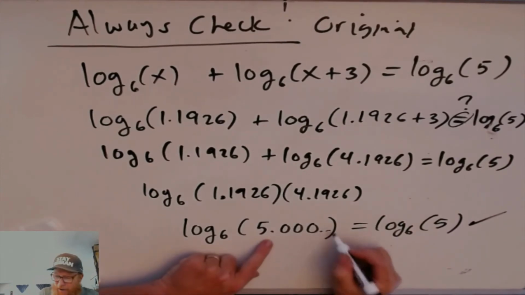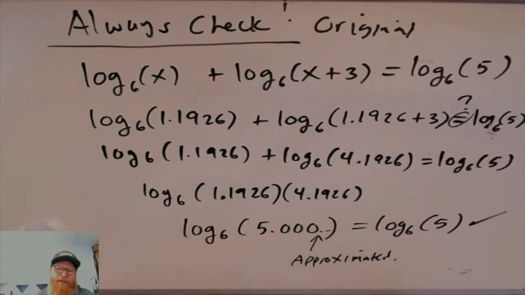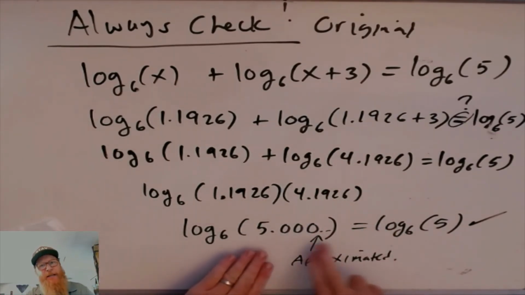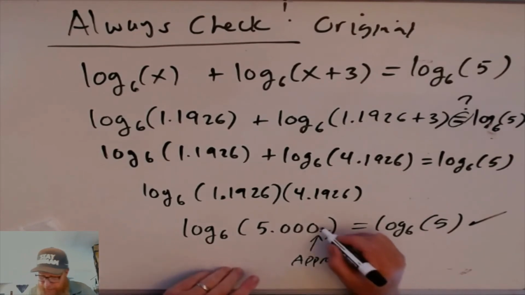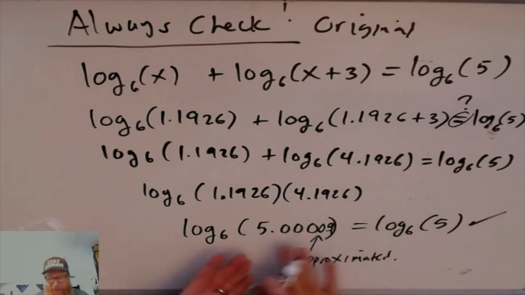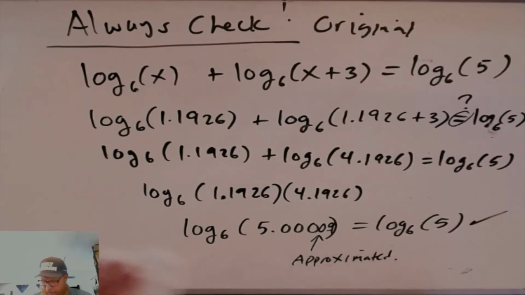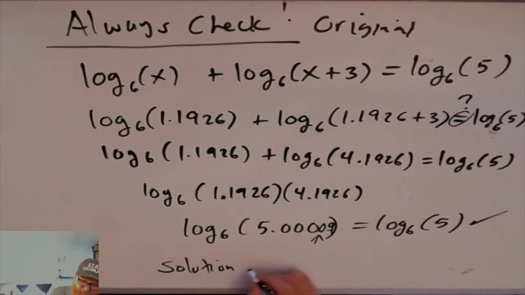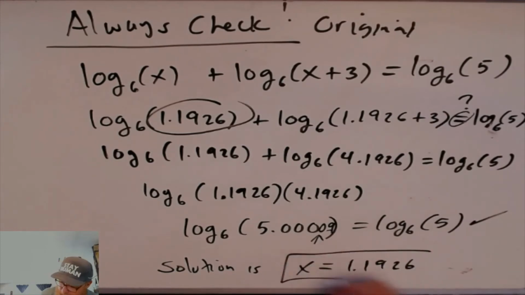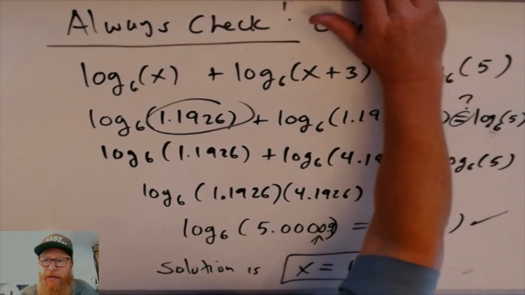Now, it'll be approximately 5. I think the reason is obvious. We already did an approximation 5 minutes ago, and so obviously it's not going to be exactly 5. It's actually 5.000009. That's still 5. That makes up for the fact that we approximated in the first place. Good. So the solution now is 1.1926. And that's our solution. Moving on, next example.